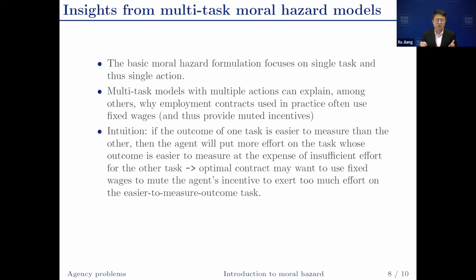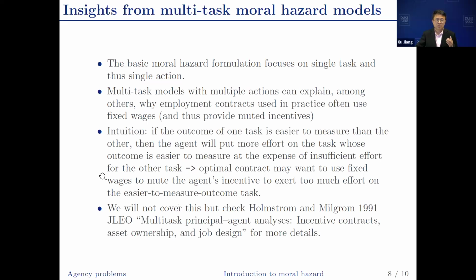So if you offer contracts that pay teachers solely on standard test scores, the teachers would put a lot of effort in teaching students how to prepare for the standard tests, but ignoring other parts of their education, which may be equally important or even more important. So in this case, it might be optimal to use a fixed wage. In this case, you can make sure that the agent does not exert too much effort on those easier to measure outcome tasks. If you want more details, check the Holmstrom and Milgrom 1991 Journal of Law, Economics, and Organization paper. We're not going to cover this in this module.